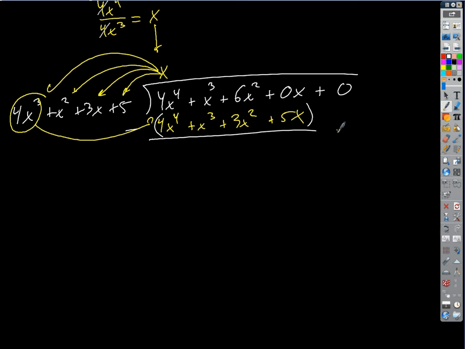So 4x to the 4th minus 4x to the 4th cancels, right? That's good. We knew that one had to cancel. X cubed minus x cubed. Let me make this minus bigger. So x cubed minus x cubed cancels, right? That's good. What about this? 6x squared minus 3x squared is 0 minus 5x.